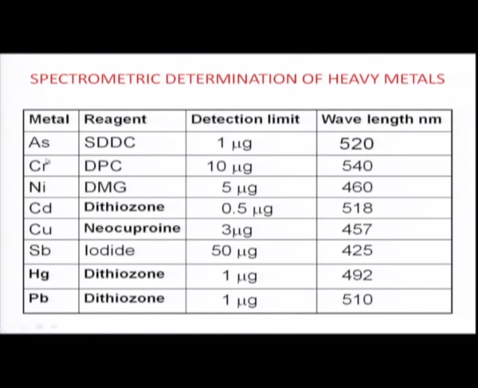So, for different heavy metals we have different reagents, and you can see here all could be determined at very low concentrations in the microgram range. So, these low cost colorimetric methods are also handy in determining these types of toxic heavy metals in environmental samples.